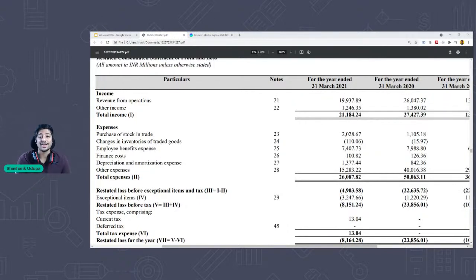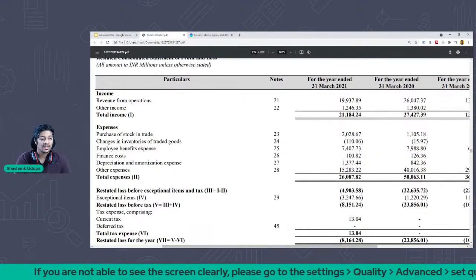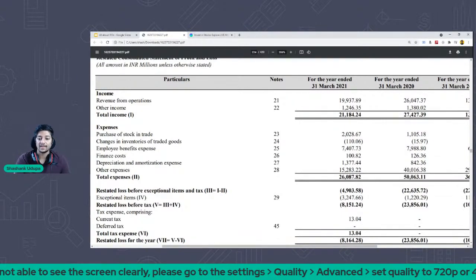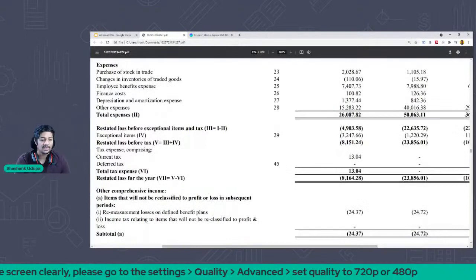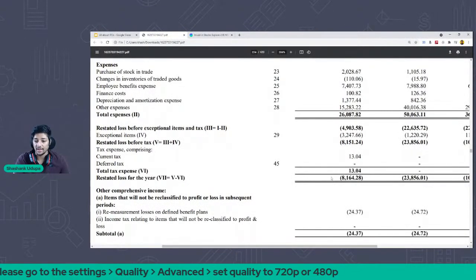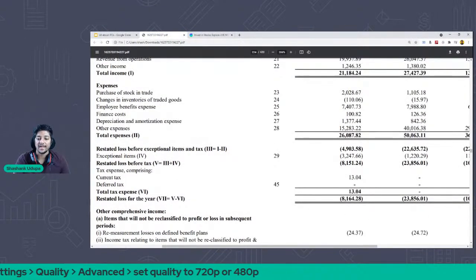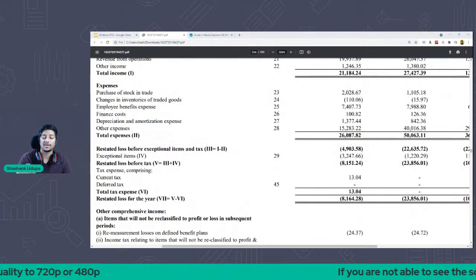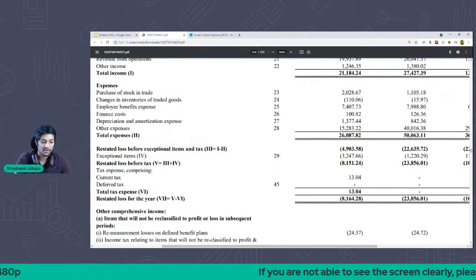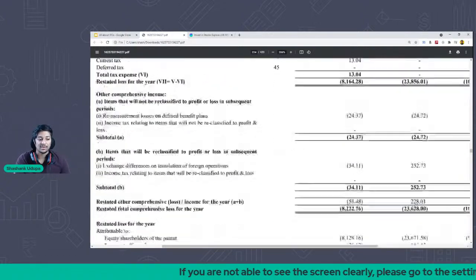So here you understand the margin game, right? Then you see all the expenses are done, income is done. Finally you will see what is the total profit or loss for the year. So in this year they had a loss of 816 crores, right? So 816 crores loss, that means it was a loss making company. They had 816 crore loss, so that means the EPS will also be in loss.